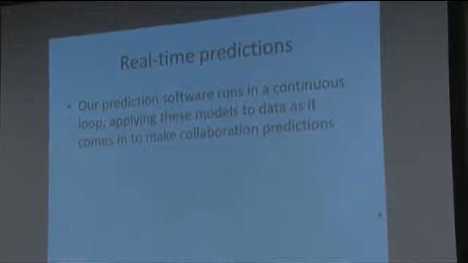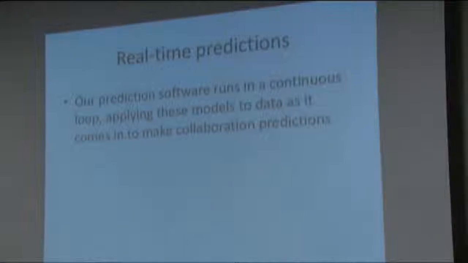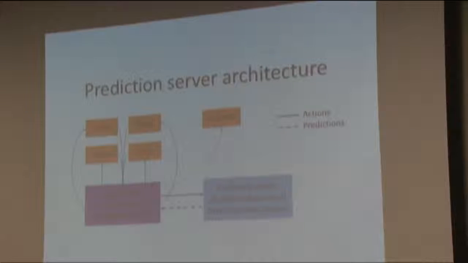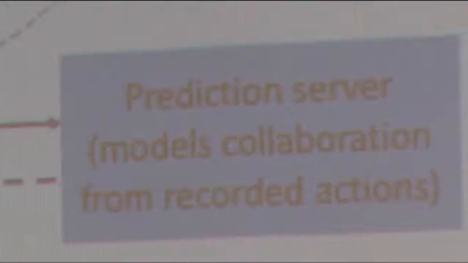Okay, so our real-time prediction software runs in this continuous loop, applying the models to the data as it comes in to make collaboration predictions. The students are working in the lab classroom, and their data is going directly to the server as we're working on it. I have a picture, actually. Nigel sent me pictures to go with this. So the students are working on their 4 tablets. It's going back to the app server, which feeds the prediction server, running the models live, which go back to the app server, and then show up on the TA tablet.